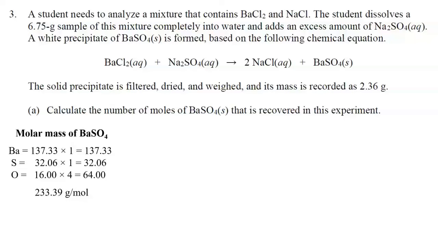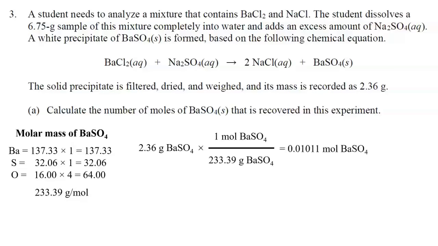Let's take our grams of barium sulfate, 2.36 grams. We'll set up a simple conversion factor based on the molar mass. So times 1 mole over 233.39. We'll round off our final answer to 3 significant figures. So we get 0.01011, which when rounded to 3 significant figures based on the measurement 2.36 grams, 0.0101. Again, that's the number of moles of barium sulfate.